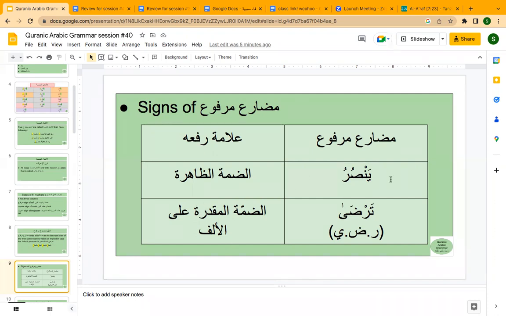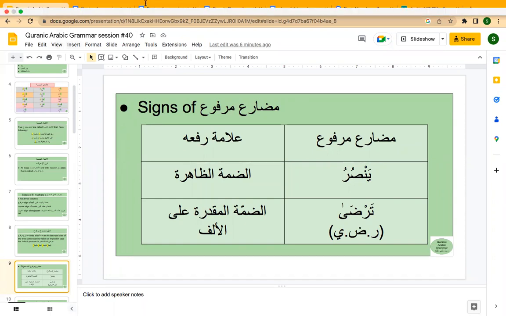Alhamdulillah. So not always are you going to see this Dhamma. If it is a letter that is Sahih, other than Mu'attal letters, which include Alif, Waw, and Ya, you will see it in every Sahih letter. But in case of Alif, Waw, and Ya, your Dhamma is implied. It is Muqaddara. Okay? Keep that in mind.